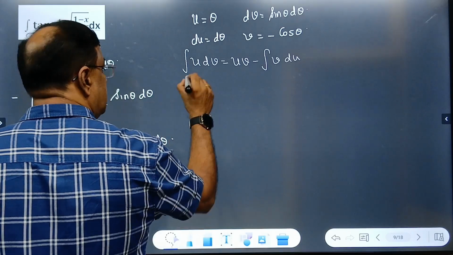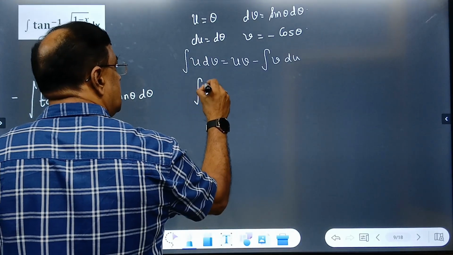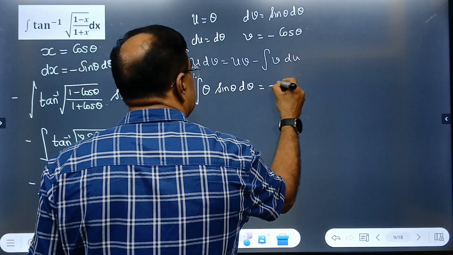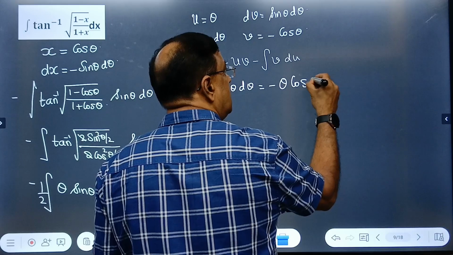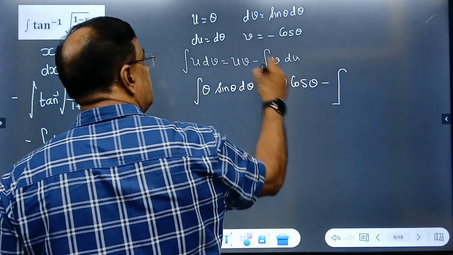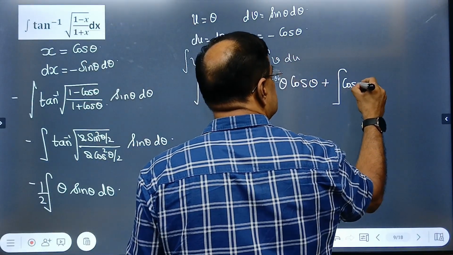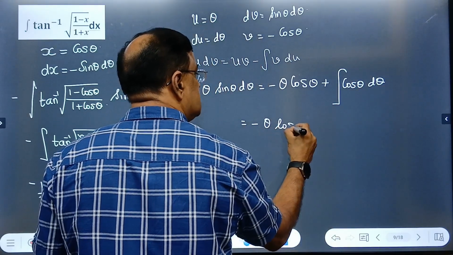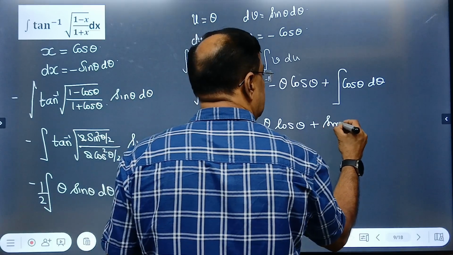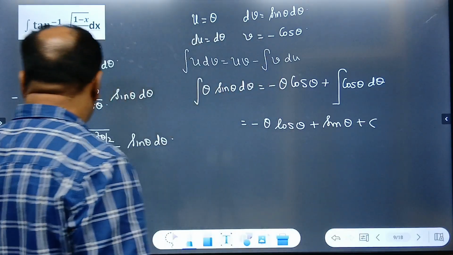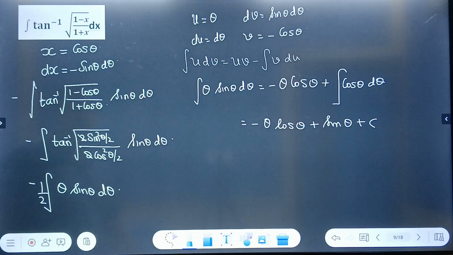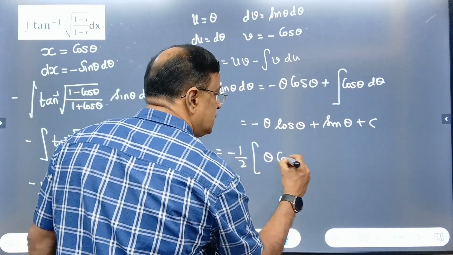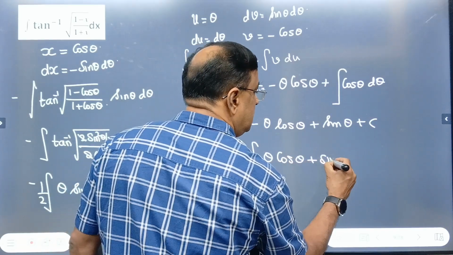So this is integral theta sine theta d theta is minus theta cos theta minus integral v du, minus of minus is plus, cos theta d theta. So this is minus theta cos theta plus sine theta plus c. Actually there's a minus 1 by 2 outside, so that I should never forget. So it is minus 1 by 2 into theta cos theta plus sine theta plus c.